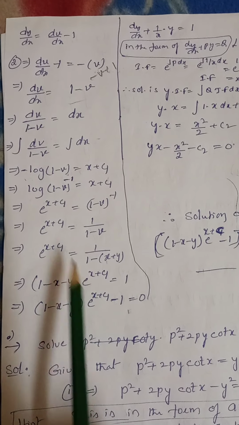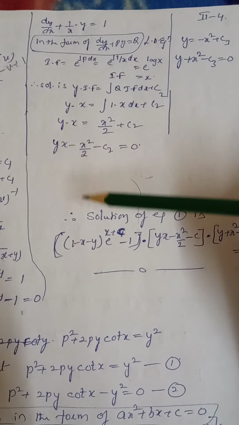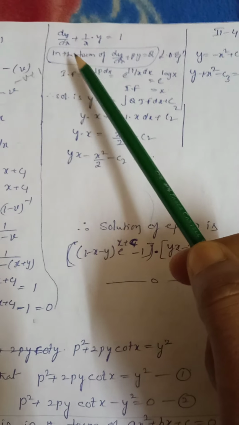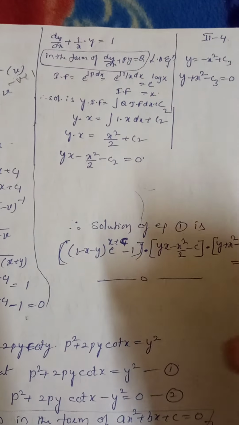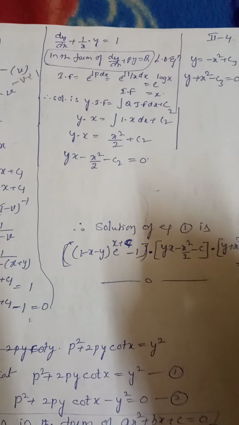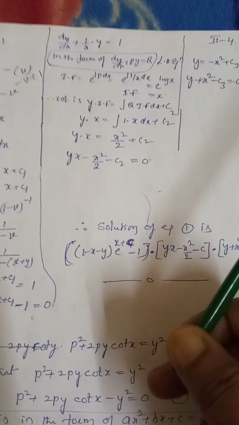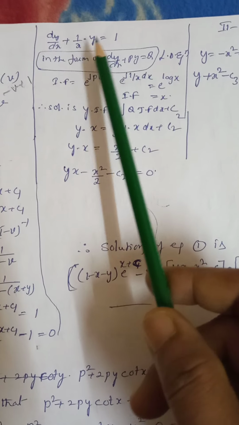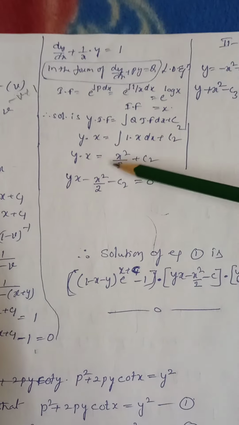This is the solution for the first factor. Similarly, we are getting the solution for the second factor. Here the second factor is in the form of dy by dx plus py is equal to q, where p and q are functions of x and y. In that case, the solution of the differential equation is y into integrating factor is equal to integral of q into integrating factor plus c. See here. Now, here dy by dx plus 1 by x into y is equal to 1.